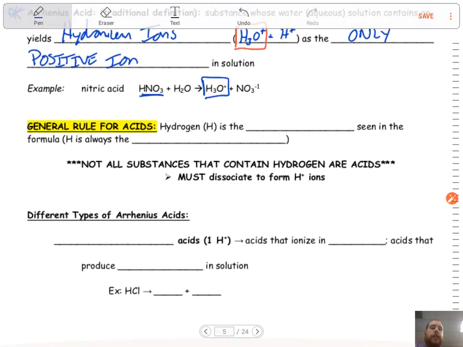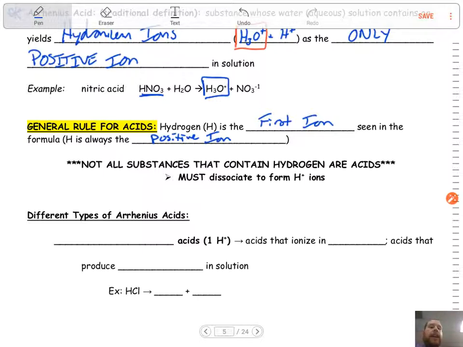So general rule for acids, hydrogen is going to be the first ion, okay? General, meaning it's not always this way, but it's a general rule of thumb when in doubt. It's always the first ion that is seen in the formula. So it's always the positive ion. And that's where that H+ kind of comes into play. Sometimes you might just see it as an H+.